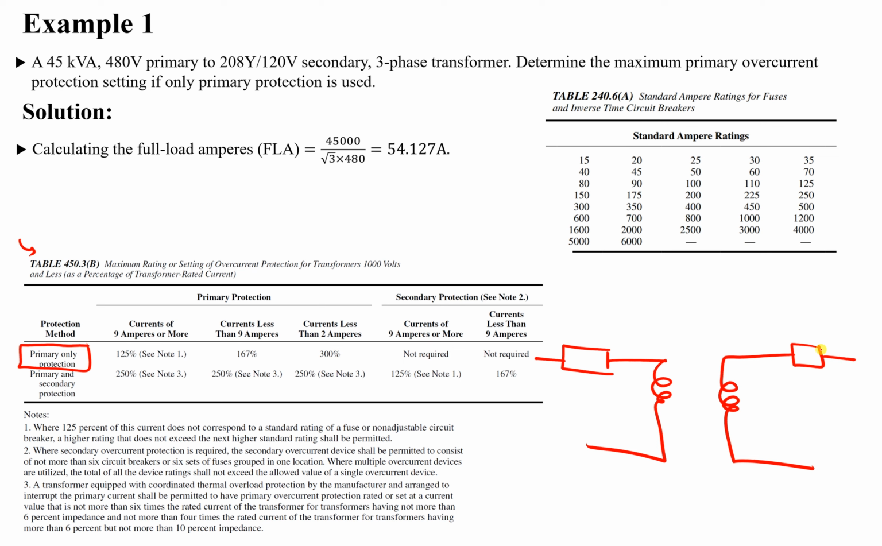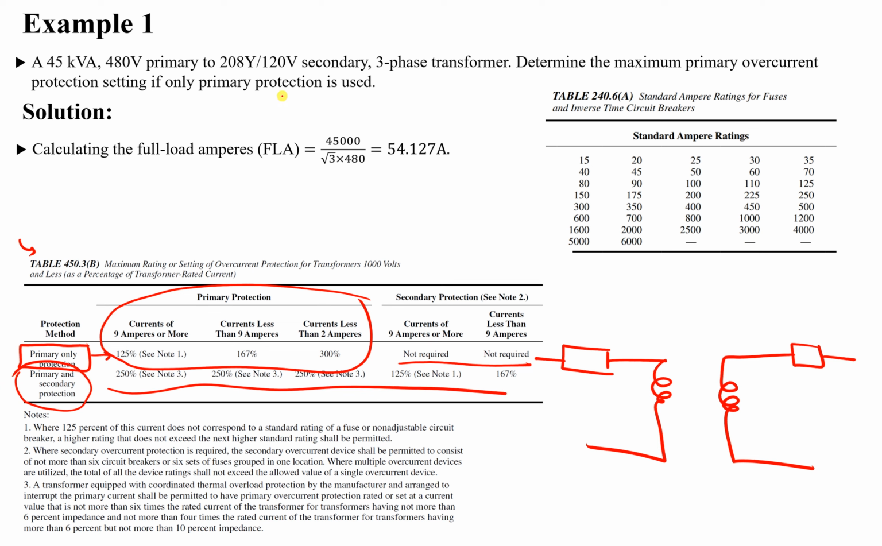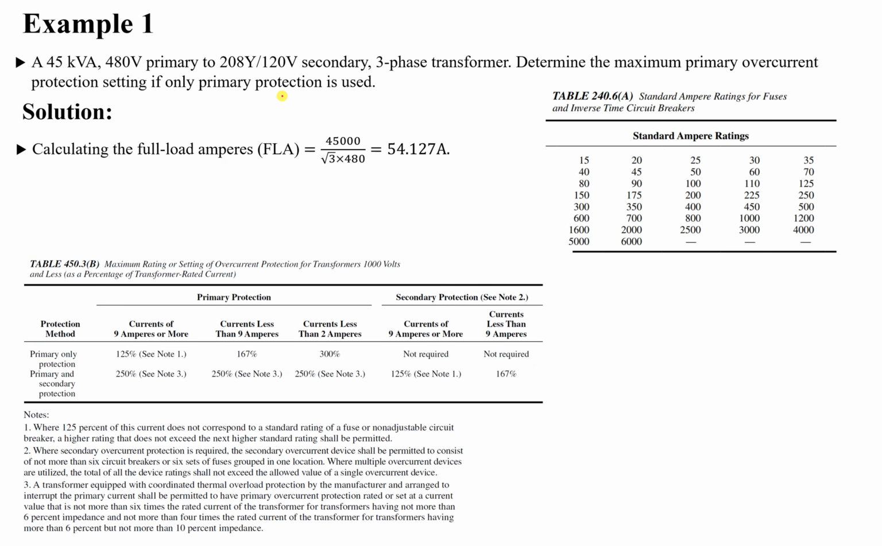Depending on the case, if you are going to use only primary protection, then you follow the rules in this row here. You will see that for primary protection, follow this part, and secondary is not required. If you are going to use primary and secondary protection, then you follow these rules. Now in this example, we would like to see how to apply it if I need only primary protection. Number one, the full load ampere is 54.127.